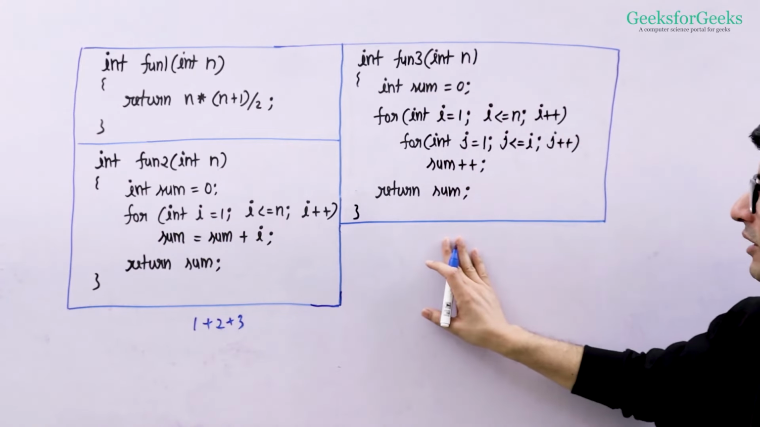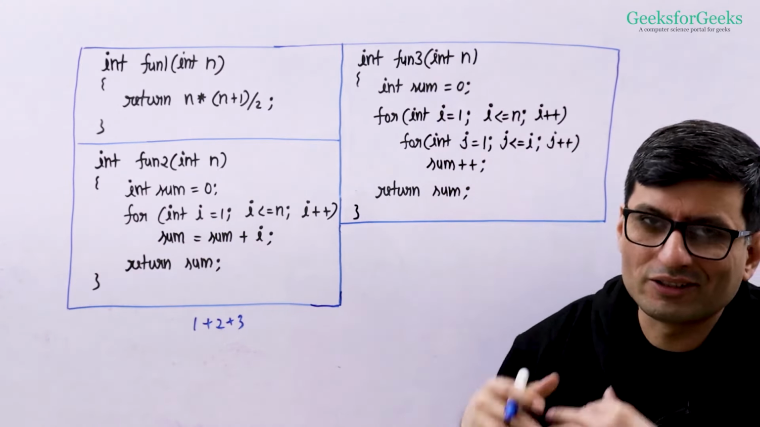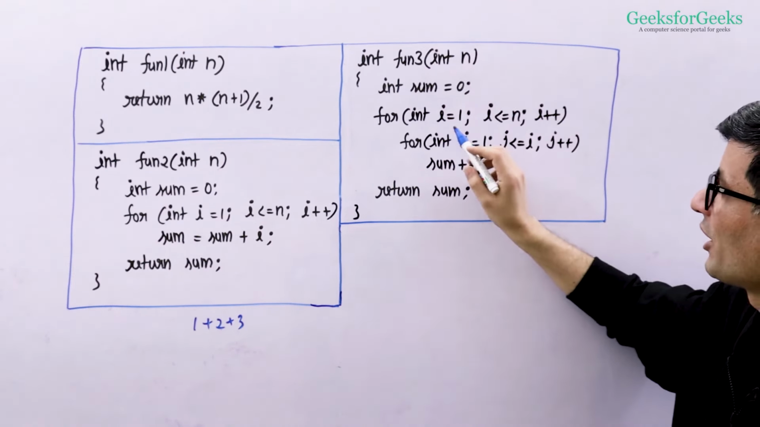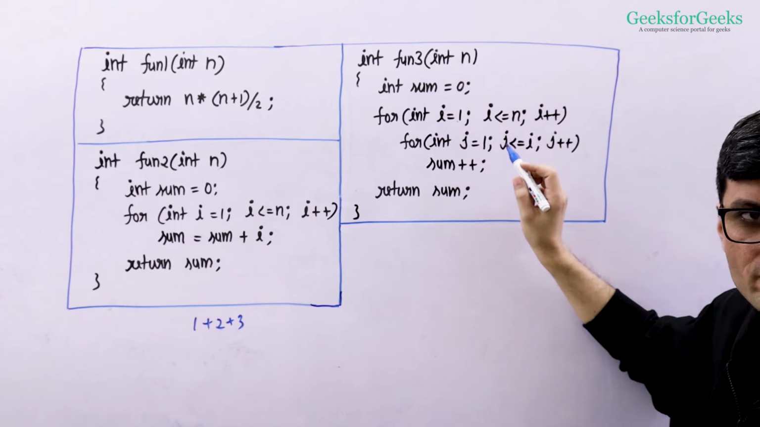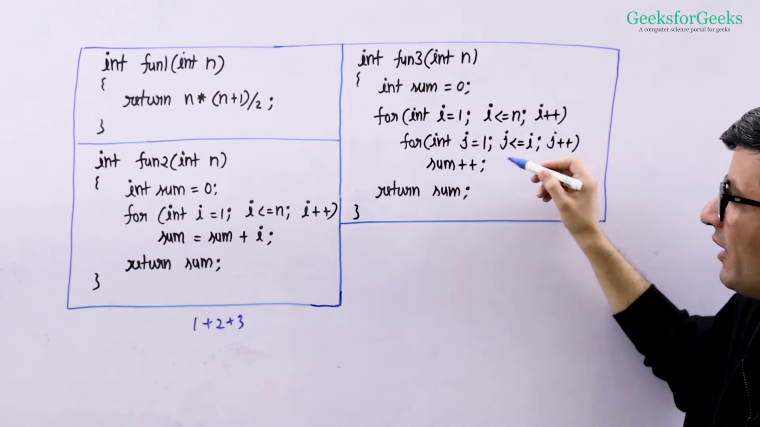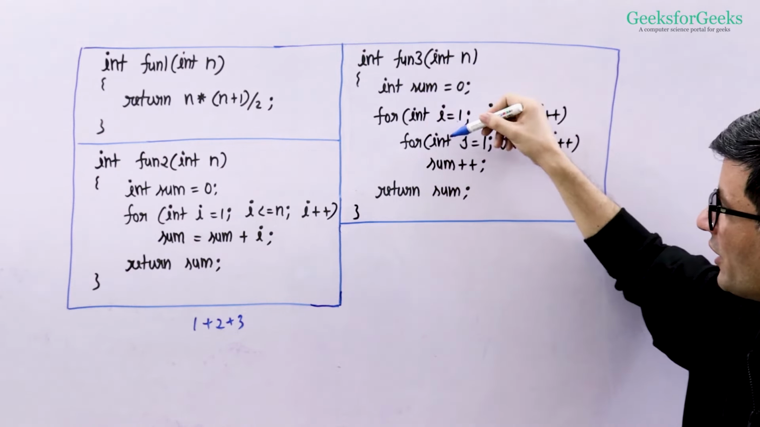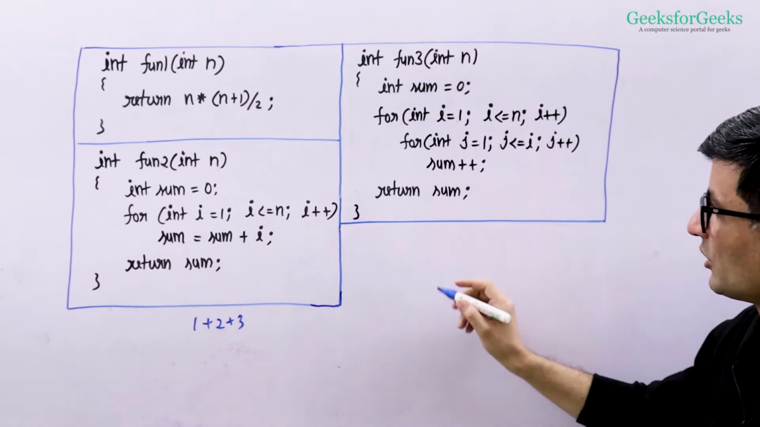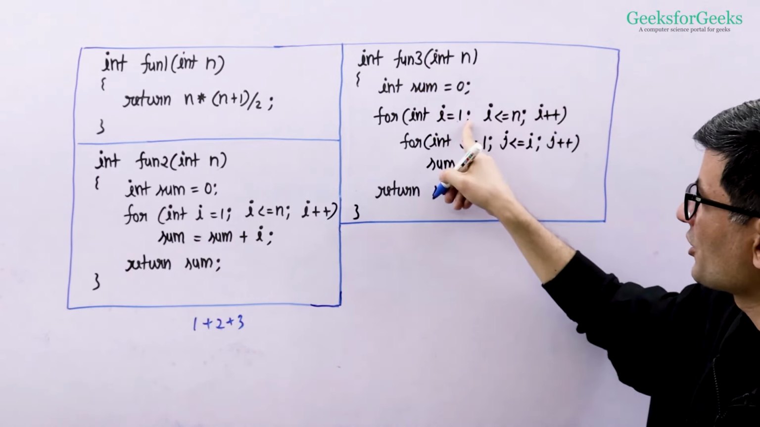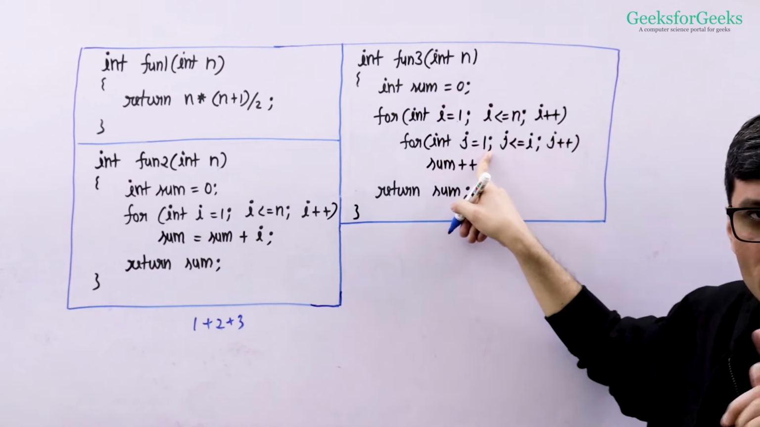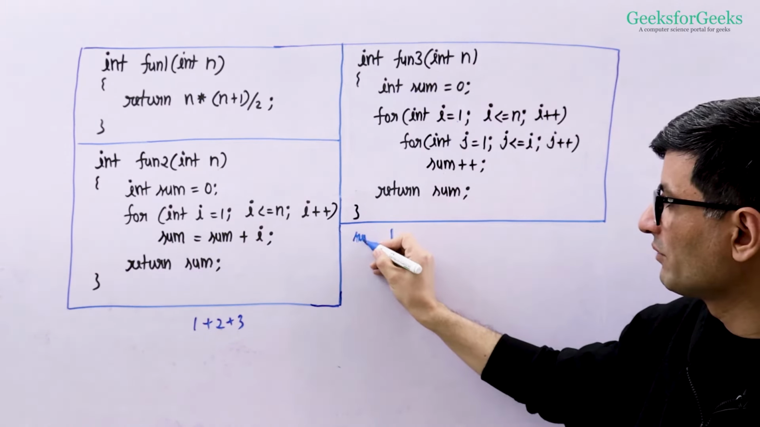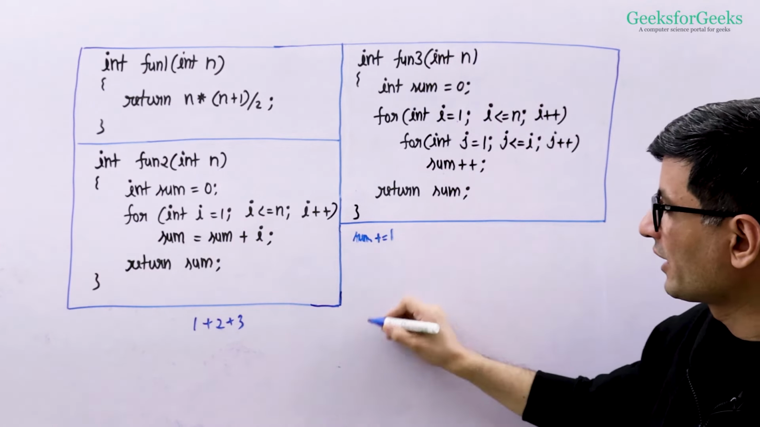The third programmer used nested loops, one loop inside the other. And what happens here, the programmer runs a loop from 1 to n, and then runs a loop from j equal to 1 to i. And for every iteration of the inner loop, it does sum plus plus. So it is having sum as 0. Then for the first iteration of the outer loop, the inner loop will run once only. So it will add 1 to the sum.